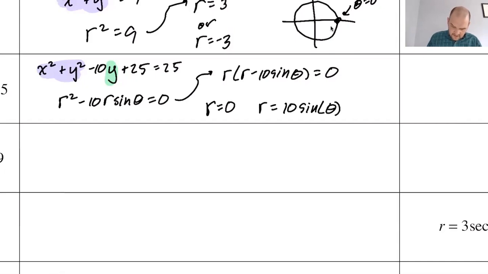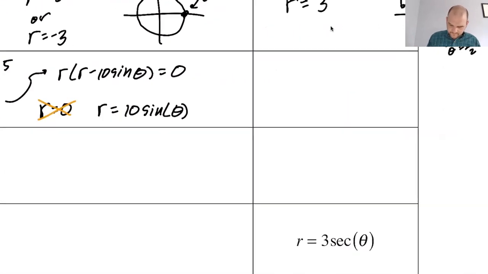Extraneous solution, that's gone. You got those in algebra 2 sometimes when you're solving radical equations. They show up. Trig equations, when you're solving those, you get extraneous solutions. They show up from time to time. So here, we're going to say r equals 10 sine of theta.